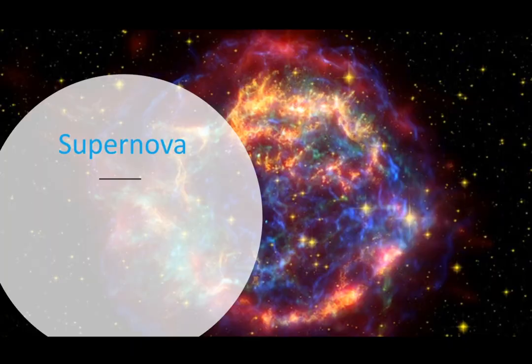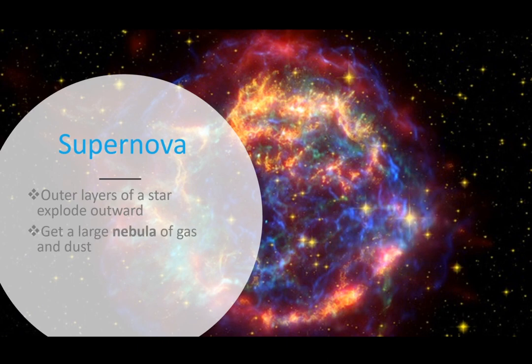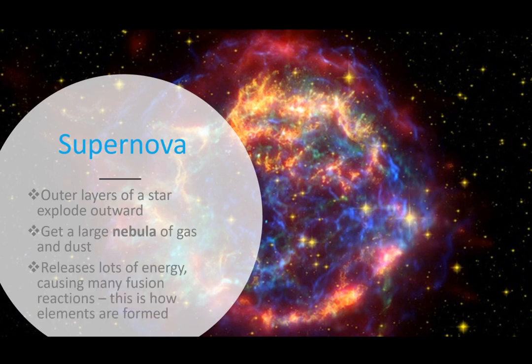So just another example of a supernova. Again, it's when the outer layers of a star explode outward. You get a large nebula of gas and dust, and it releases lots of energy, causing many fusion reactions. So supernovas tend to be how elements are formed. And this goes back to the Big Bang Theory as well.